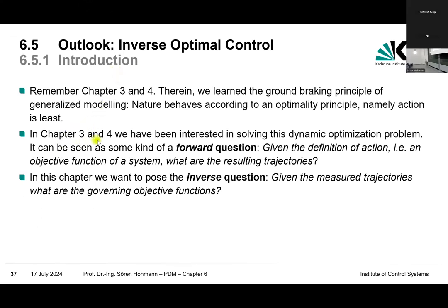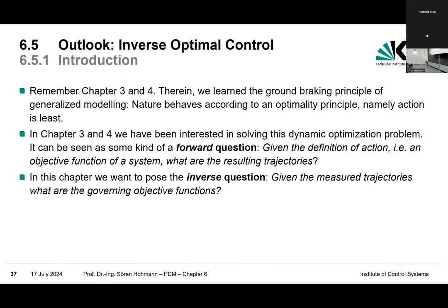So chapters 3 and 4 had the idea to show that there is a forward question. Given the definition of action, what is the ODE? What are the trajectories generated by that? So this is the forward question.